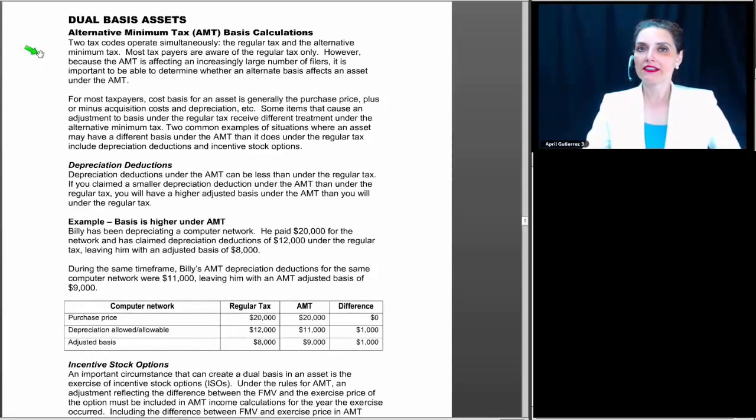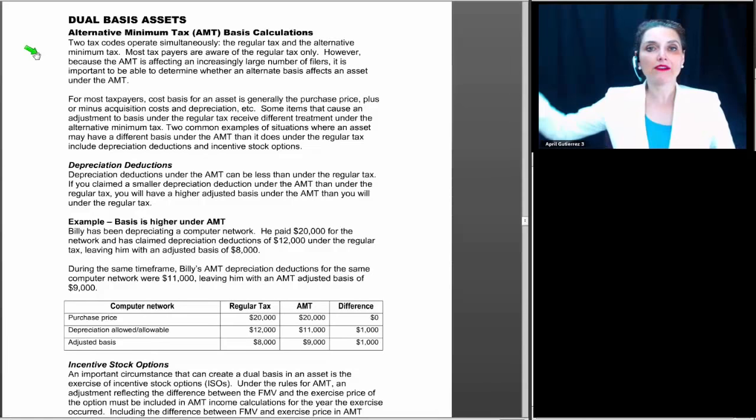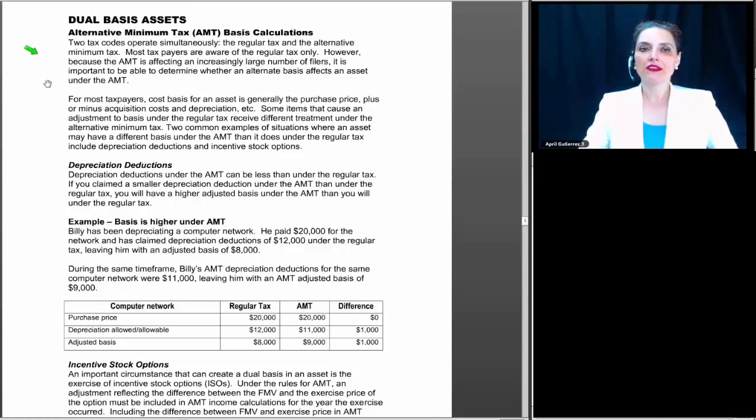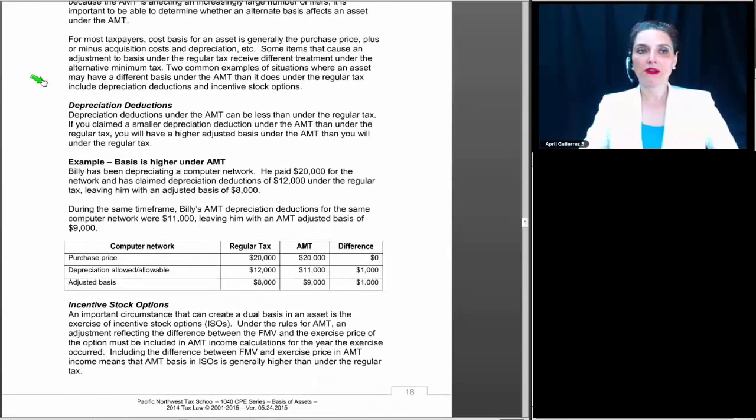There are two tax codes that are operating simultaneously: the regular tax, which is the tax that we see, live, and breathe as tax professionals, and then in the background, kind of off to the side, is this alternative minimum tax. And because the AMT is affecting increasingly large numbers of filers, it is important to be able to determine whether an alternate basis will be affecting an asset that was sold for purposes of figuring alternative minimum tax.